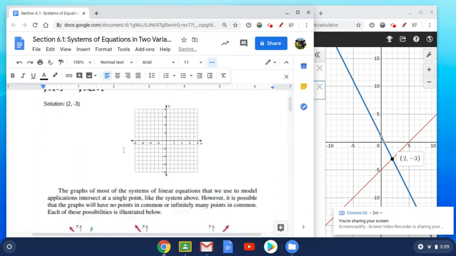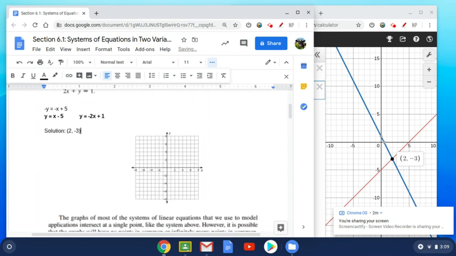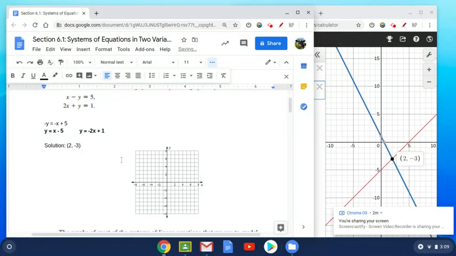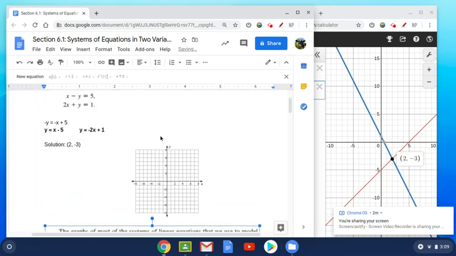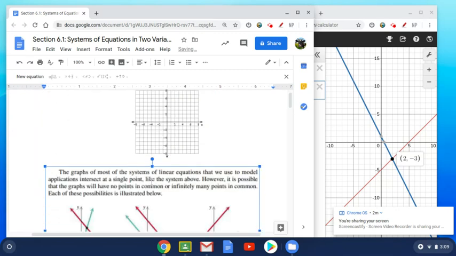Now, if you're doing this test with a graphing calculator instead of Desmos and you have questions about how to find intersections with that graphing calculator, please don't hesitate to let me know. I'm happy to help you with that.